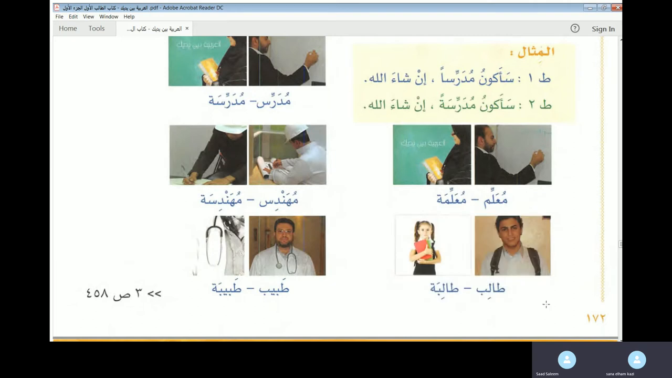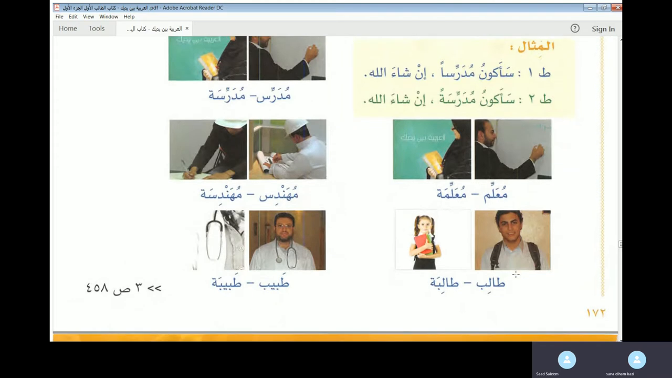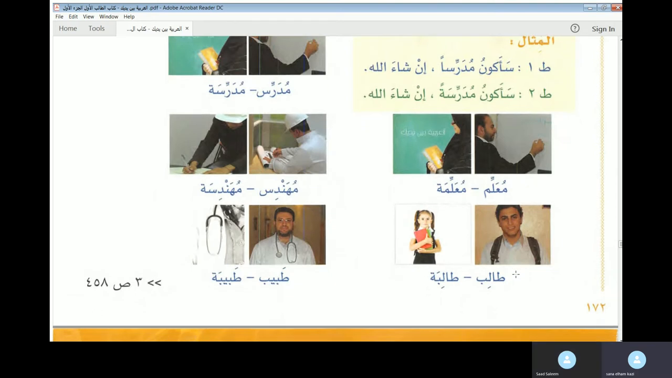So let's say the profession has a ta marbuta at the end, right? Yes. Or even if it's not a female, like kaslanu jawanu or something like that. So you won't use the double fatha then, right? You'll only use single fatha. Yes, we will just use single fatha.